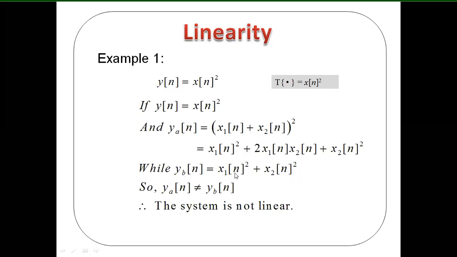So it shows that when we consider these two outputs, both are not the same. So we can see that this system is not linear. Okay, is that clear on this technique of testing the system's linearity?